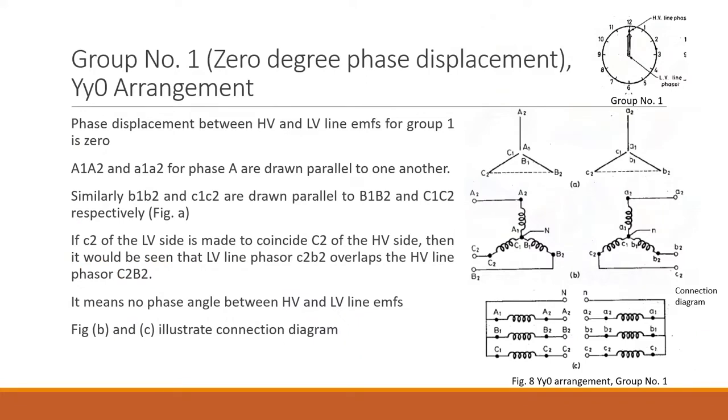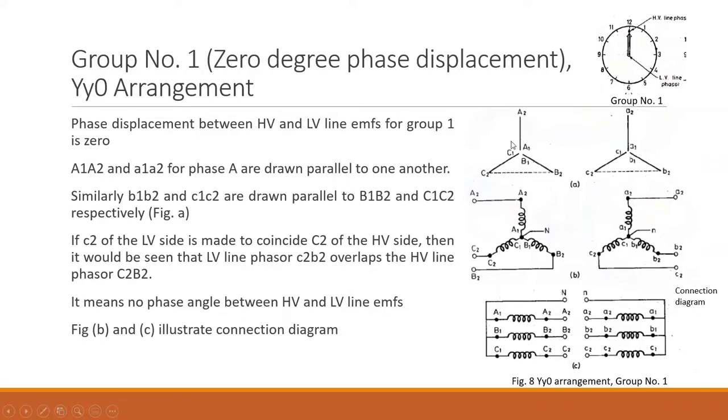So we have seen group number 1, which indicates 0-degree phase displacement. The minute and the hour hand will be at the 0 hour position, or at 12 o'clock, so you are going to get 0-degree phase displacement. We have considered one example, which is why the Y0 arrangement is considered. For that, the phasors are shown here. It is drawn on the basis of the important points, or you can say the assumptions or conditions.